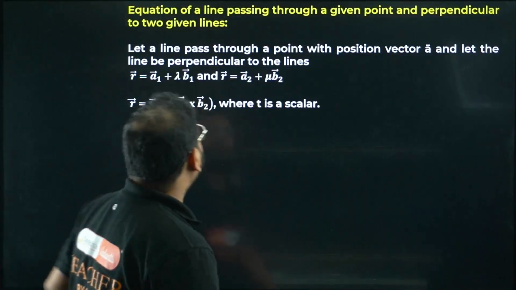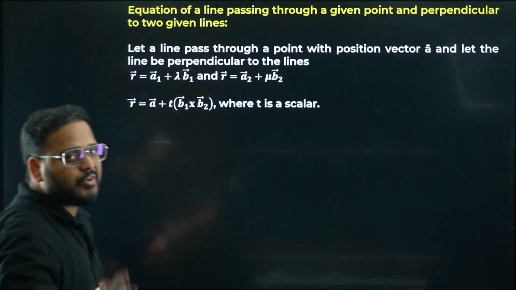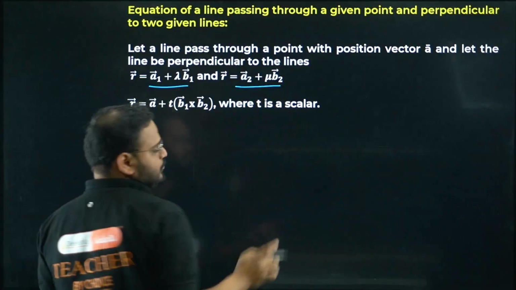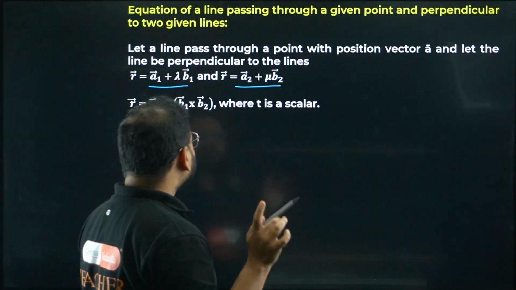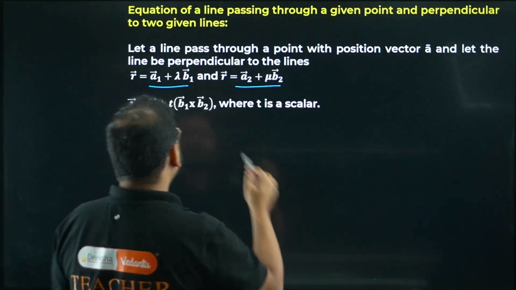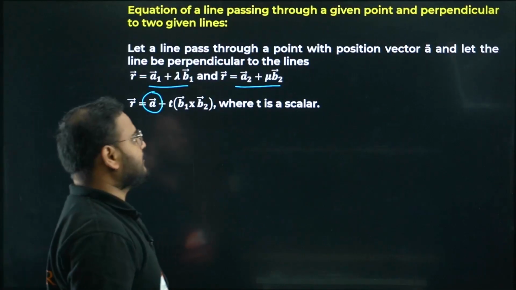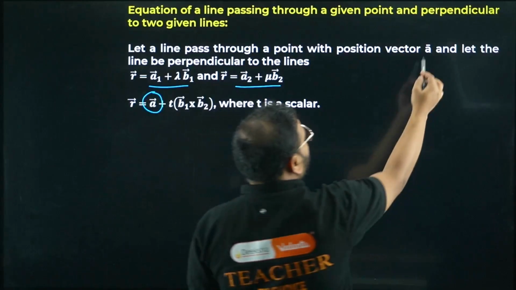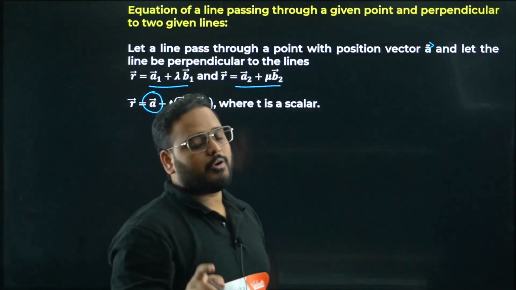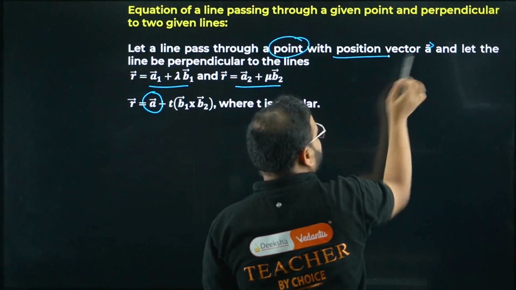Equation of the line passing through a given point and perpendicular to given lines. They have given two lines to us, A1 plus lambda B1 and A2 plus mu B2. They are saying that the line passes through a given point and is perpendicular to these two vectors. Let's say it passes through the point with position vector A. That point's position vector is the vector A. So that part is clear?